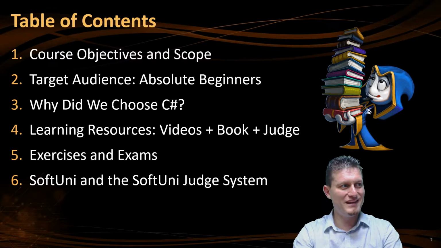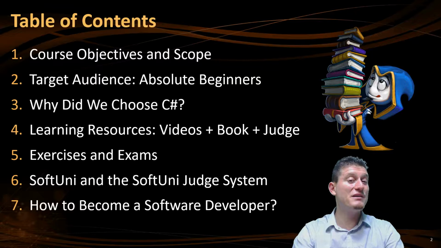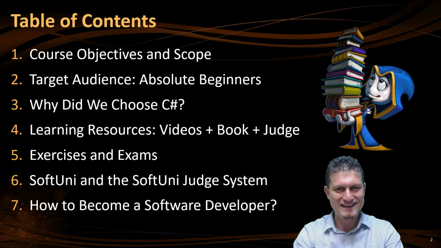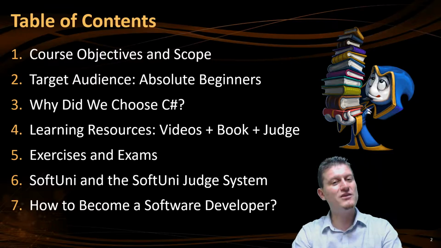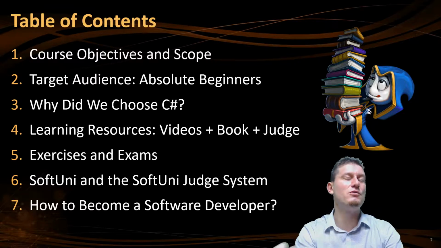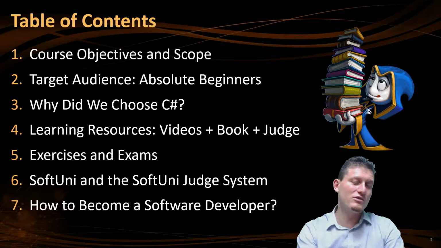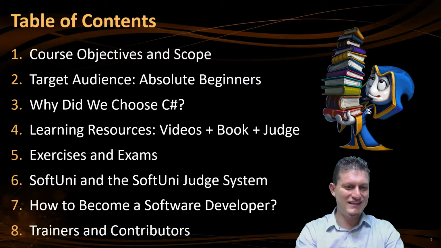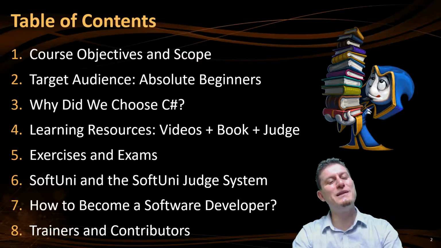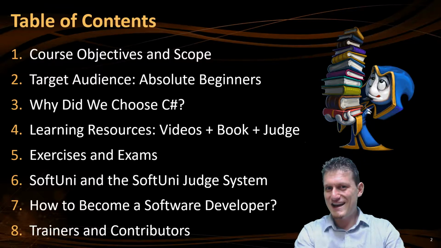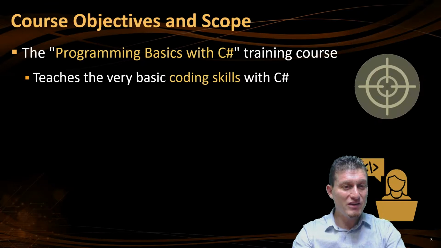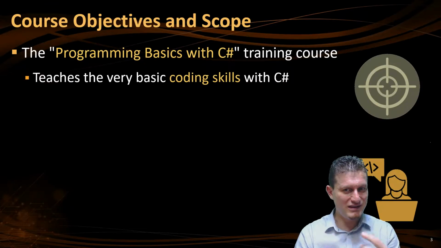Your code will be evaluated, and I'll explain how to become a developer, which is not just coding. To be a developer, you need 4 groups of skills: coding, algorithmic thinking, software engineering and computer science fundamentals, and also software technologies and programming languages. Finally, I will explain about trainers and contributors, like me and my colleagues. So let's start to introduce you to this course.